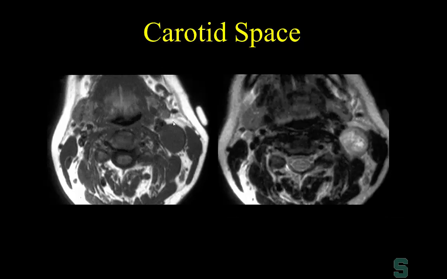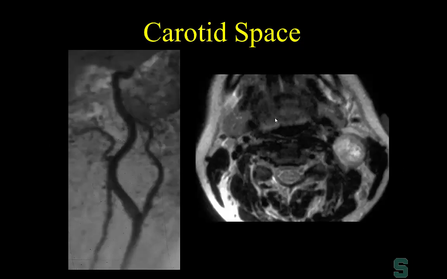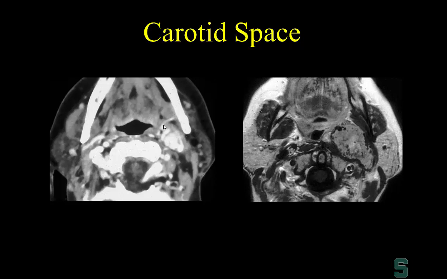So here's an example. Again, a carotid space mass, and notice how there are no flow voids. This is a schwannoma. And just to prove it, this just happened to be, let's see, there we go, there's the MRA. You can see there are no flow voids in this at all. This, on the other hand, is a CTA, where we can see a diffusely, densely enhancing lesion involving the carotid space.